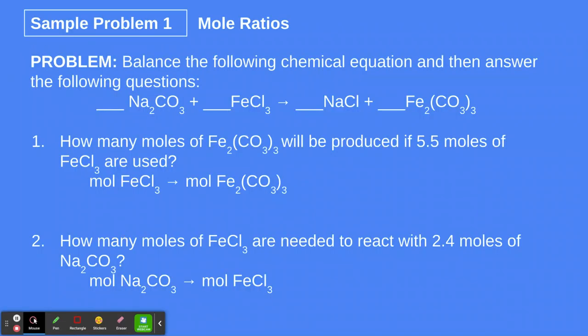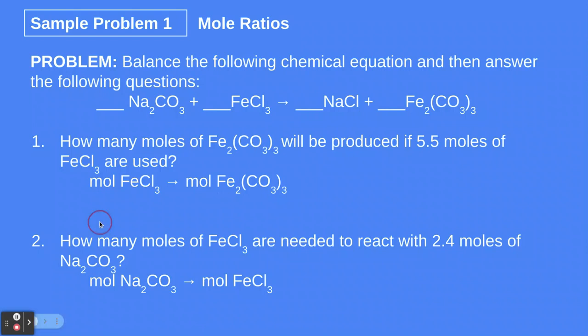Now, this one here, we've got sodium carbonate with iron chloride to create sodium chloride and iron carbonate. Iron 3 carbonate, I should say. And the first question asks how many moles of iron 3 carbonate will be produced if 5.5 moles of iron chloride are used, and then how many moles of iron chloride are needed to react with 2.4 moles of sodium carbonate. So again, please don't get hung up on the fact that in the second problem we're dealing with 2 reactants. That's totally fine. The first thing you're going to have to do is balance that chemical equation, and then you can go ahead and try to answer those.